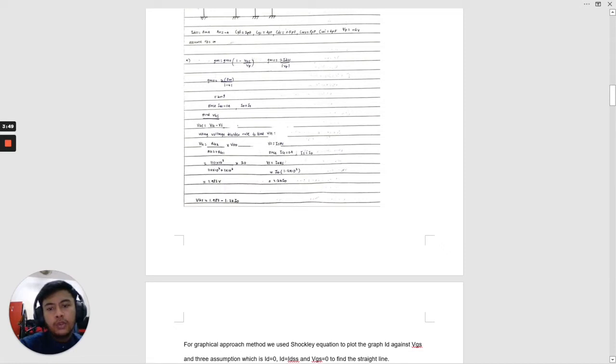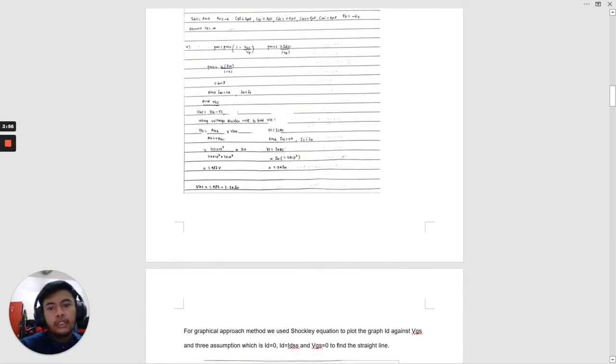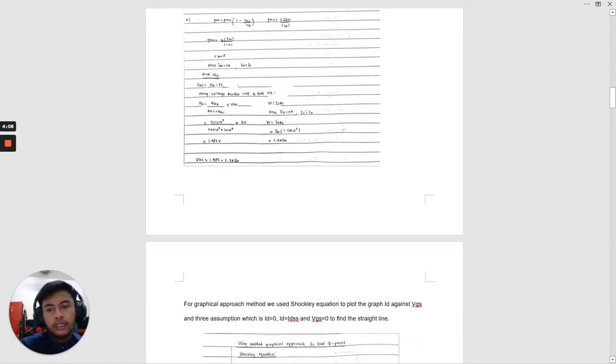So we find the value of VS. VS is equal to IS RS. Since IS is equal to ID, we substitute ID, and then the equation becomes VS equal to ID RS. Substitute the value of RS, and then we get VS as 1.2 kilo times ID. So this is the equation for VGS, which is 1.982 minus 1.2 kilo ID.